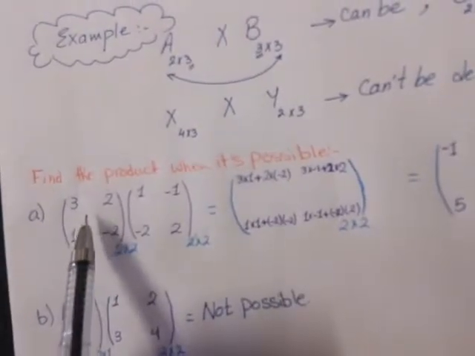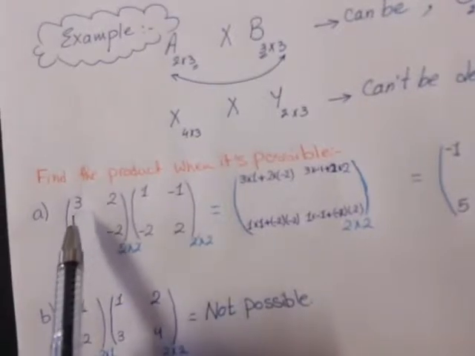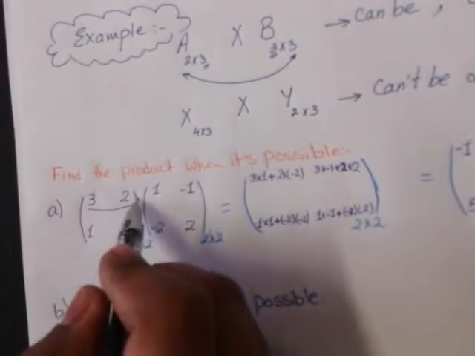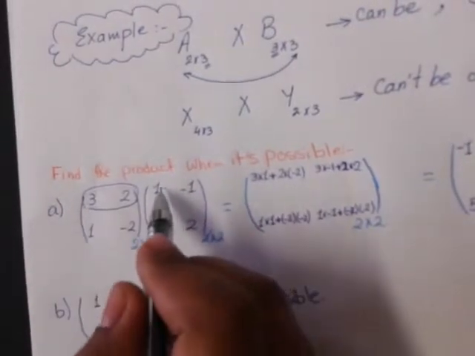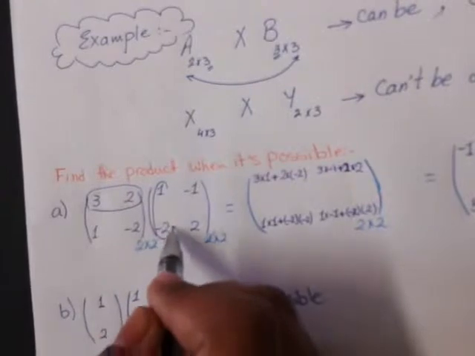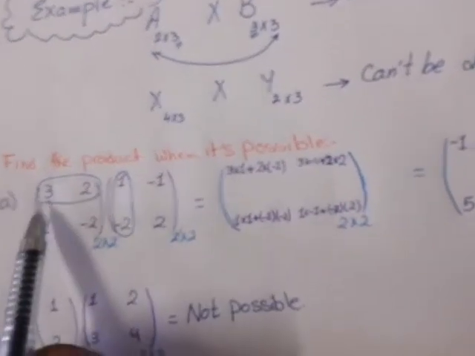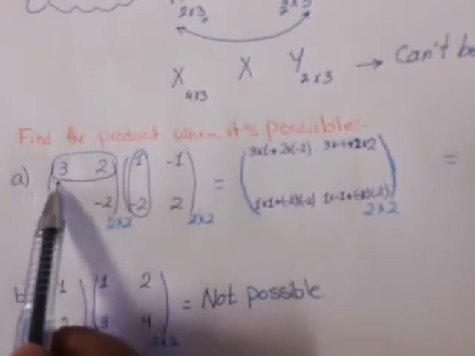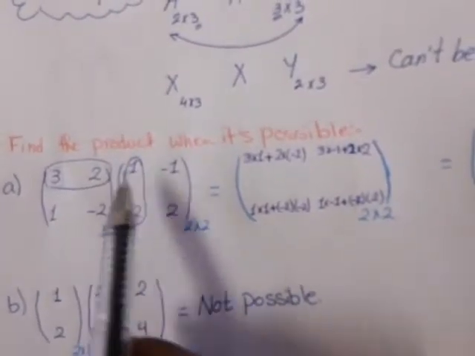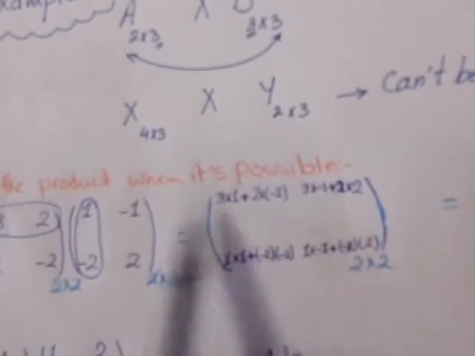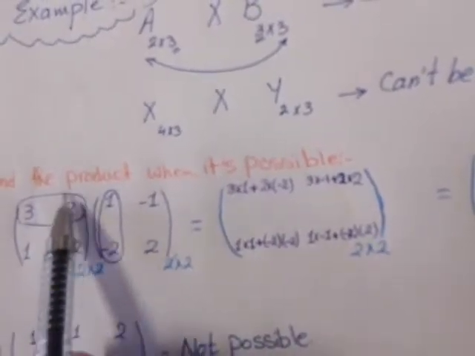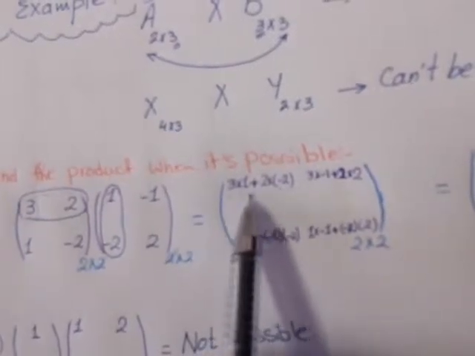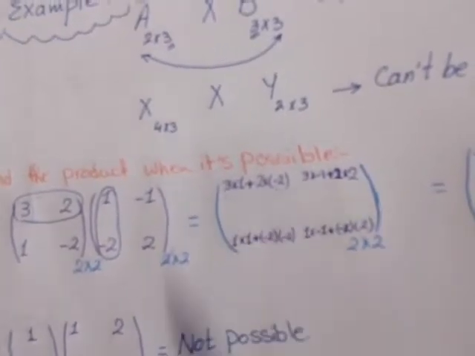Look, dear first secondary, what we are going to do. We are going to multiply the first row times the first column. The first row is 3 and 2. You are going to multiply 3 times 1 plus 2 times negative 2. This is the first row and the first element.